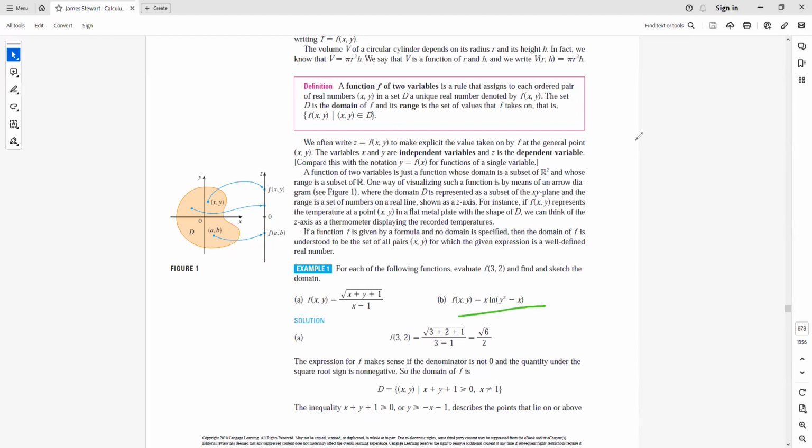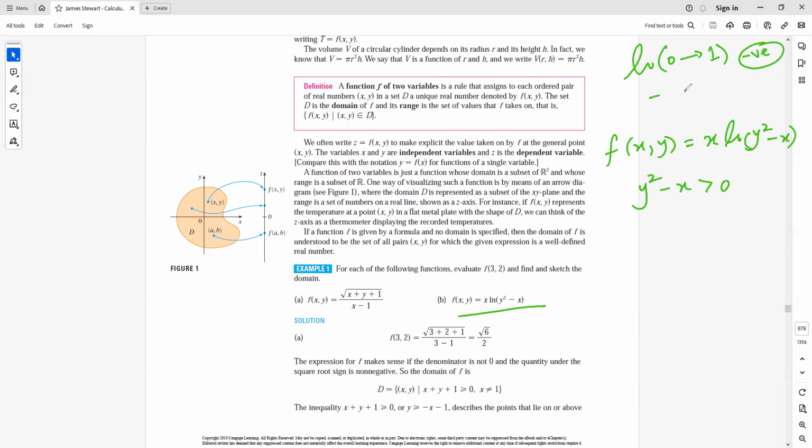Let's say this function we have f of x comma y equals x ln of y squared minus x. Now, since we already established that the domain of this function is that this should be greater than 0, right? Now, what about the range? So we know that since ln is negative, if we input any value between 0 and 1, we will get negative numbers, right? And we can get the numbers up till negative infinity, right?